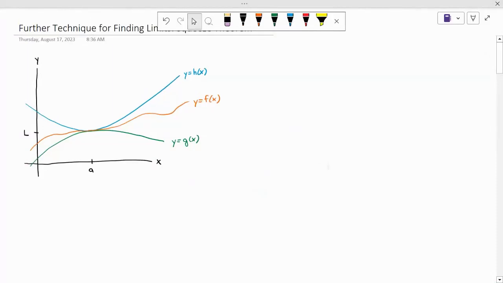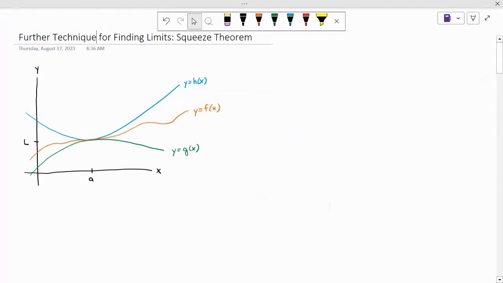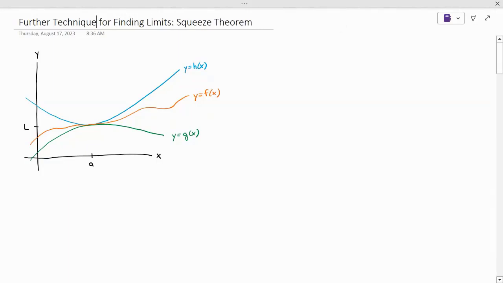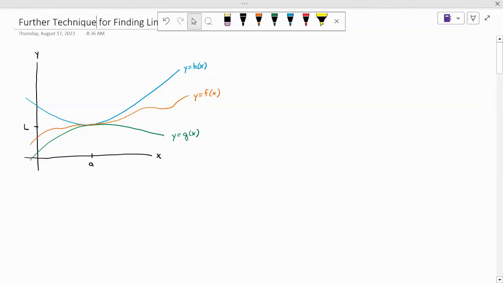So now we're going to leave behind vertical asymptotes specifically and just talk about another technique for finding limits. This technique is called the squeeze theorem, or sandwich theorem. And the idea is this: if you have a function and you want to find the limit of it as x approaches a, say.